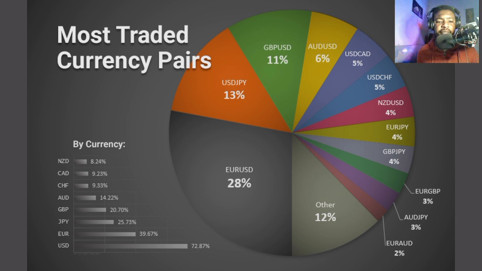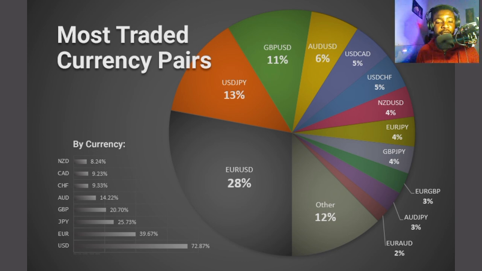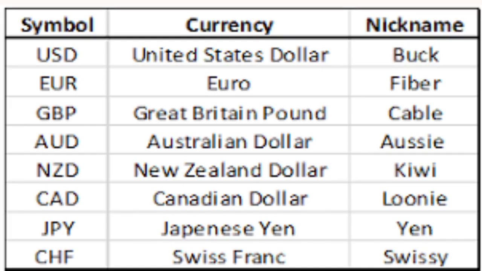If you look at the major currencies here, you will see that they are actually trading in volume. You can see USD alone is 72%. That is where it's written by currency. So you see Euro is 39, JPY is 25, GBP is 20, AUD is 14, CHF is 9, CAD is 9 and 8 and all that. These are according to the volumes that you're seeing here. That is why they are called major, because of this volume. So you can see the symbol, the currency, and the nickname.